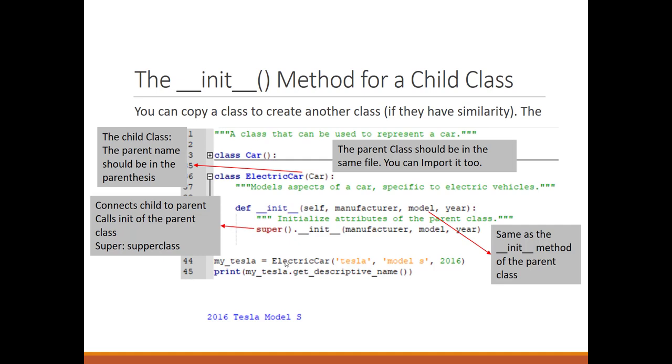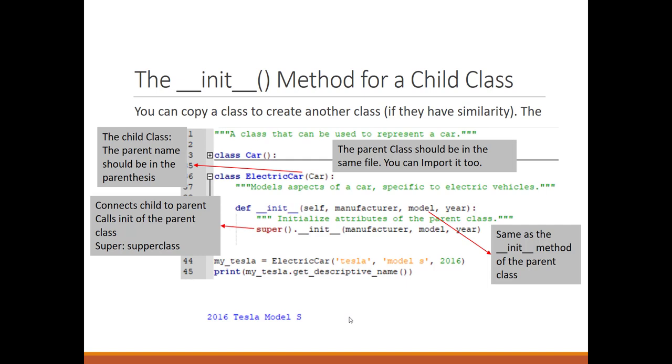So the name of the object, the name of the class, and the name of the manufacturer, the model, and the year. So this becomes an object or instance of this class, the subclass. And then we can use all the attributes and all the methods defined in the parent class. So get descriptive name: you can see we have not defined it here, but we are using it because it has been defined in the parent class. So that's the way that we can use it.